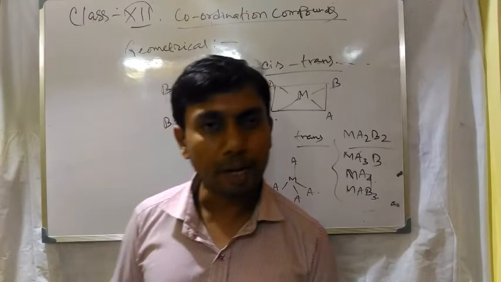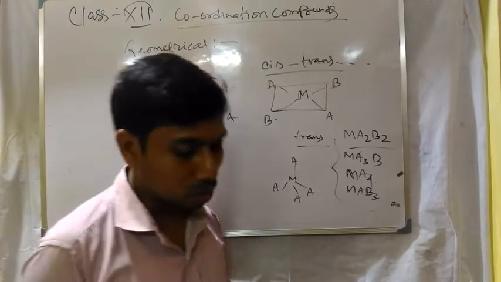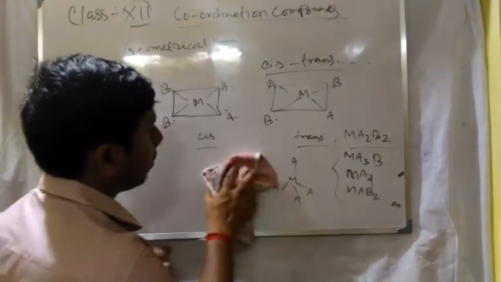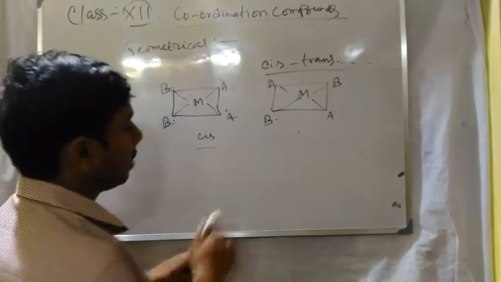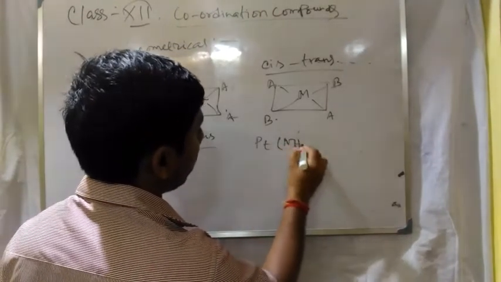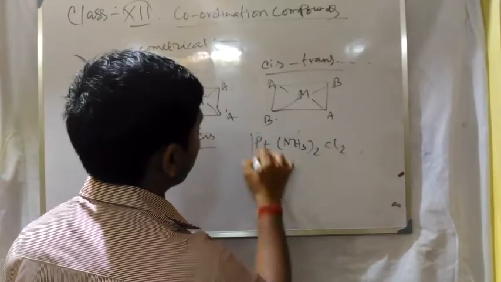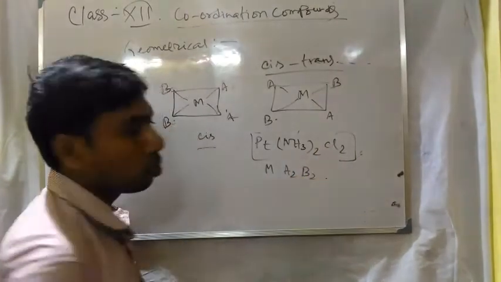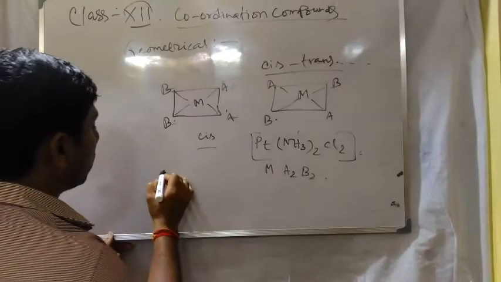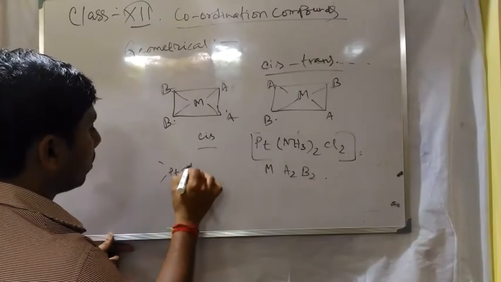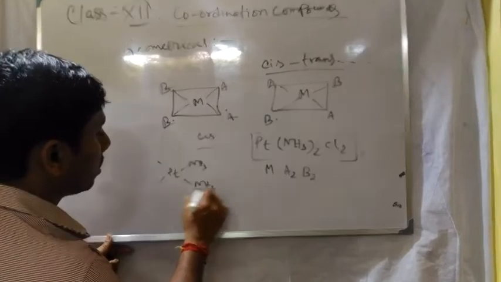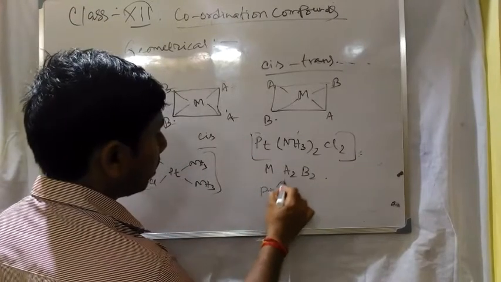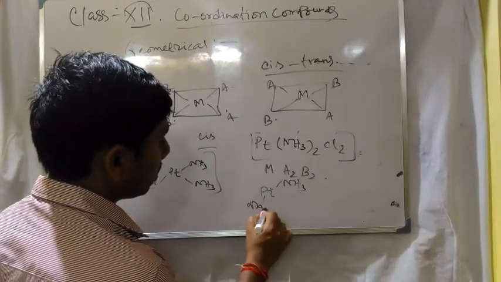First of all, MA2B2 I just discussed here. An example of an MA2B2 type compound is platinum, Pt(NH3)2Cl2. Here it is MA2B2, and both are monodentate ligands. Now the figure will be platinum with NH3 and Cl. Another one is platinum with NH3 and Cl.